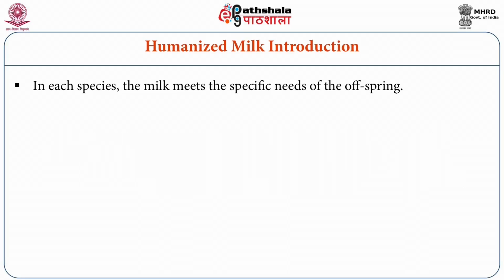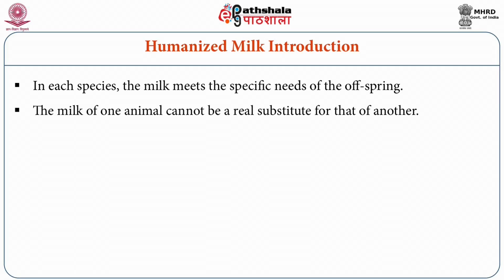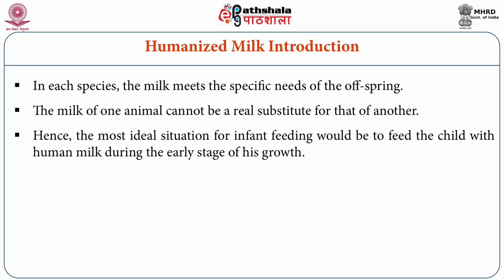In each species, the milk meets the specific needs of the offspring. The milk of one animal cannot be a real substitute for that of another. Hence, the most ideal situation for infant feeding would be to feed the child with human milk during the early stage of his growth.